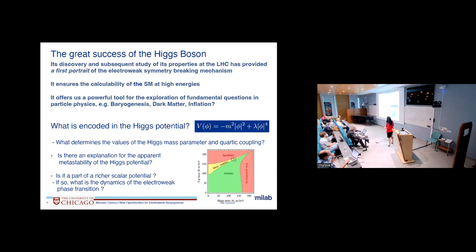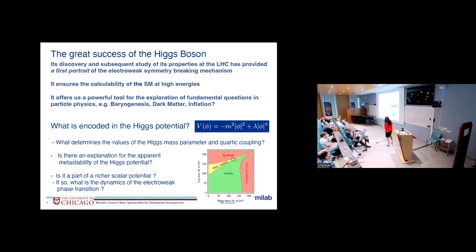So what is encoded in the Higgs potential? What determines the value of the mass parameter and the quartic coupling? In the standard model, we put this minus by hand so that we have electroweak symmetry breaking. Is there an explanation to the apparent stability of the Higgs potential? If we go up to 10 to 12 or so, then we get into trouble in the standard model. Is it a part of a richer scalar potential? And I think that for the LHC, the smoking gun of possible electroweak baryogenesis would be to find other scalars. That would be my preferred option, rather than CP violation, although I don't want to discourage you at all.